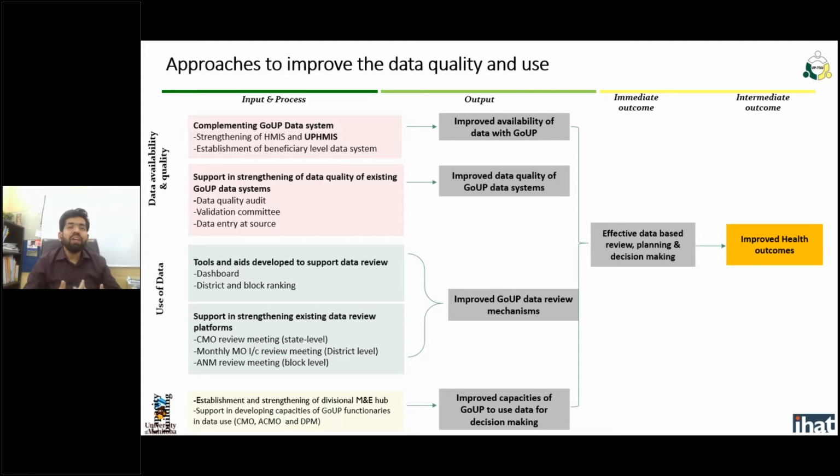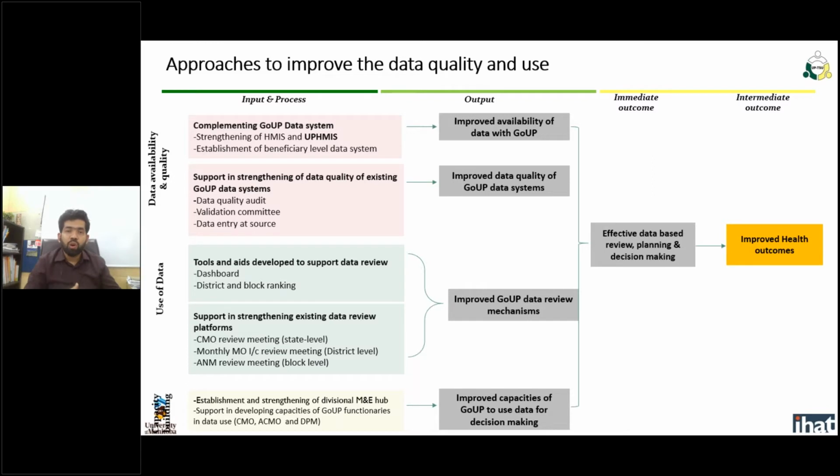For complementing the data system, initially there was the HMIS, and strengthening HMIS remained one of the core areas. Then the UP HMIS came into the picture, which complements the HMIS. The establishment of the beneficiary level data system was one of the key areas we are discussing in today's session. For data quality, different interventions came into the picture from time to time.